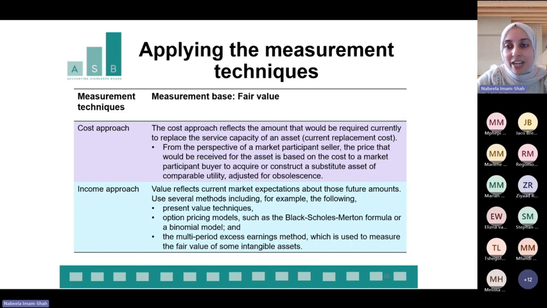Now, in many cases, the current replacement cost method is used to measure the fair value of tangible assets that are used in combination with other assets or with other assets or liabilities. Lastly, the income approach. This value reflects current market expectations about those future amounts. It uses several methods, including, for example, present value techniques, option pricing models, and also the multi-period excess earning methods, which is used to measure the fair value of some intangible assets.